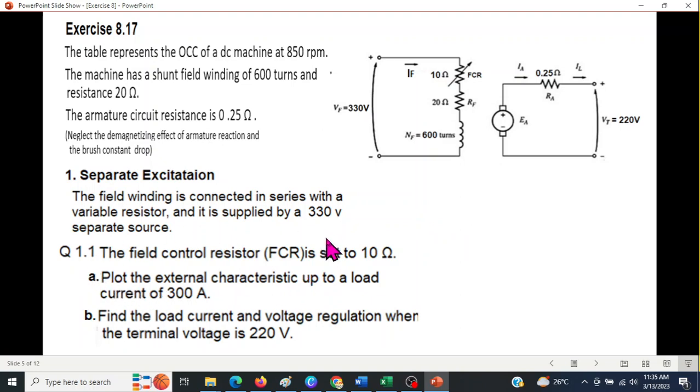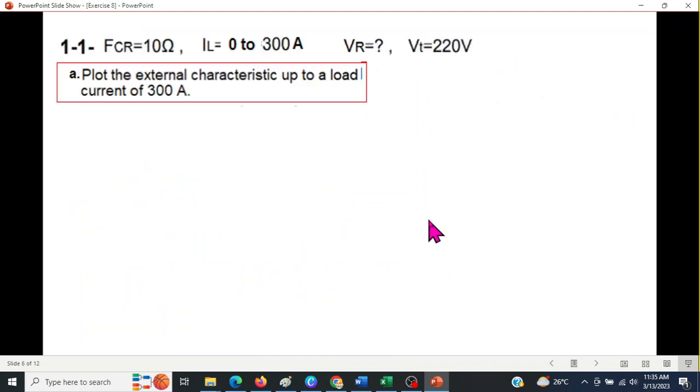Now question number 1.1 says that the field control resistor is set to 10 ohm. So this is 10 ohm full. Plot the external characteristics up to a load current of 300 ampere. So the external characteristics is between Vt and I load. And the next part is: find the load current and voltage regulation when the terminal voltage is 220 volt. So we'll tackle them each.